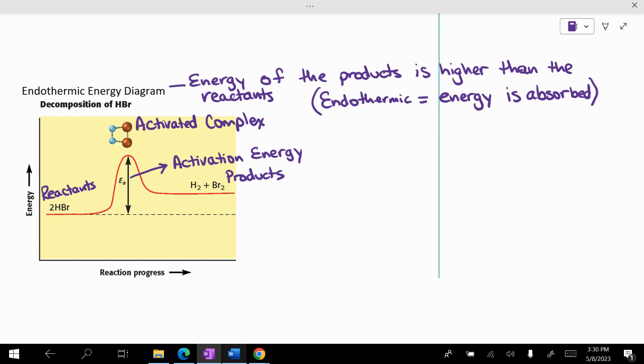So you should be able to identify, given an energy diagram, if it's exothermic or endothermic. You should be able to identify the reactants, the products, the activated complex. If you were given data, you should be able to draw an energy diagram.